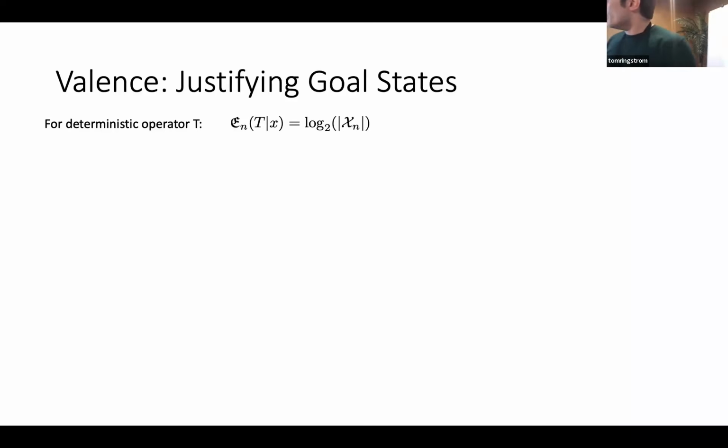Under deterministic conditions, this reduces down to something very simple. The n-step empowerment, where n is a horizon parameter, under a deterministic operator T, is the number of reachable states. It's the log of the number of reachable states, is what I should say. So X_n here is the set of reachable states, and the log of its cardinality is actually equal to the empowerment. This is just saying this operator can do this much, and because it's deterministic, it's all certain.